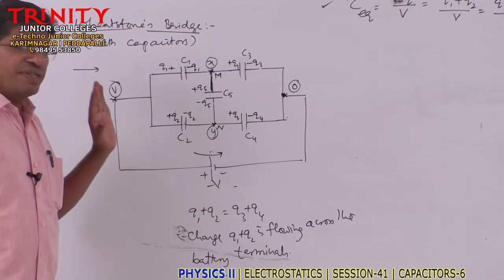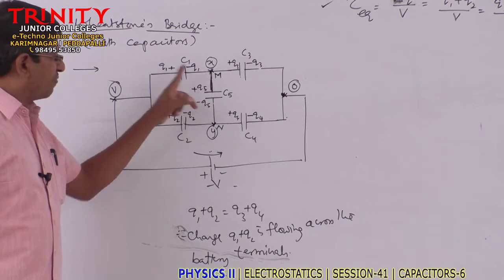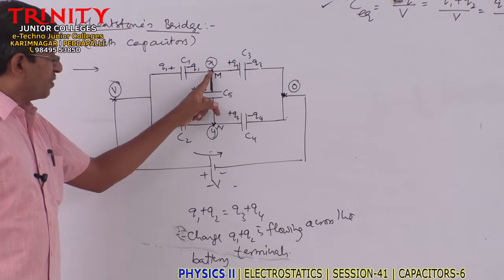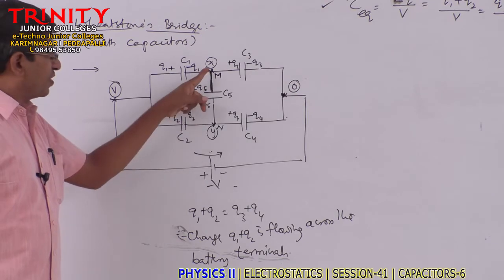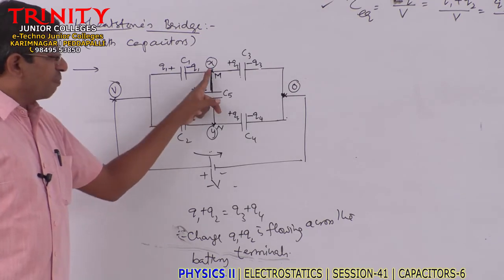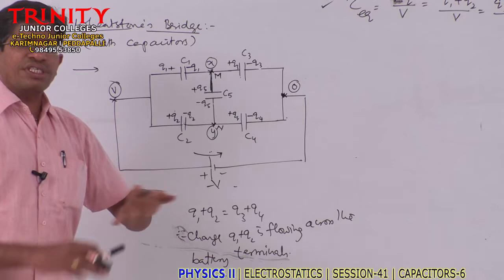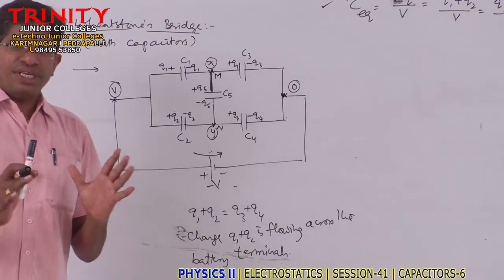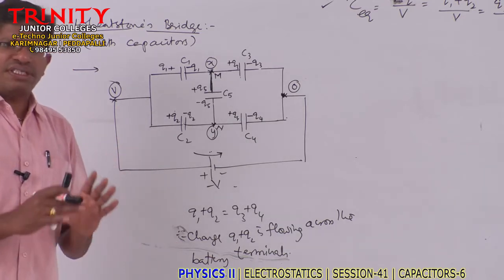And what is the charge on C5? And what is the potential difference between M and N? What is the potential difference across this capacitor? What is the potential difference across this capacitor? So these are the various questions we need to answer, right?